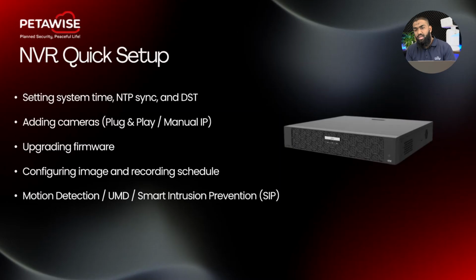Upgrading the firmware here means upgrading the firmware of the NVR as well as the cameras that are connected to the NVR. After that, we will see configuring image, setting up recording schedule. At the end of this topic, we will go through how to set up motion detection, ultra motion detection, and smart intrusion preventions like crossline detection, enter area, leave area, and the different SIPs.